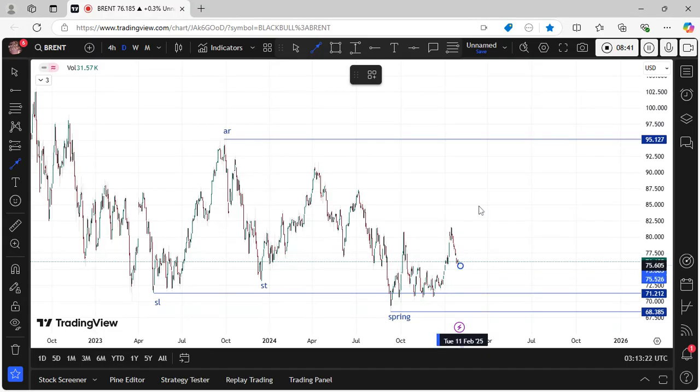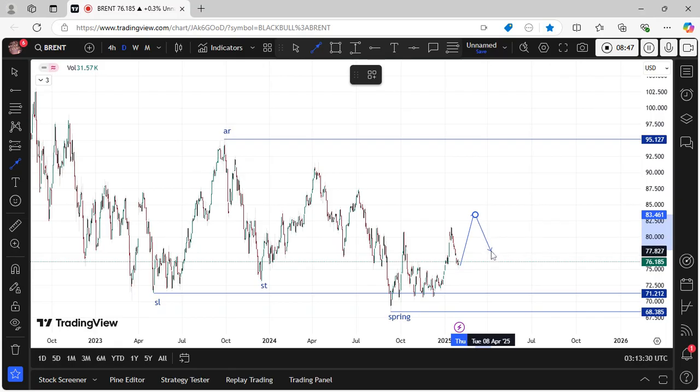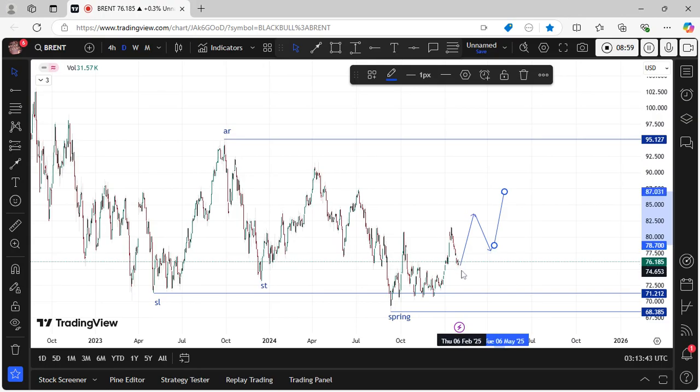So crude oil is going to form higher highs and higher lows. It will come down, then still go up again, and still go up again. Each of these points is what you call the point where buyers are concentrated.